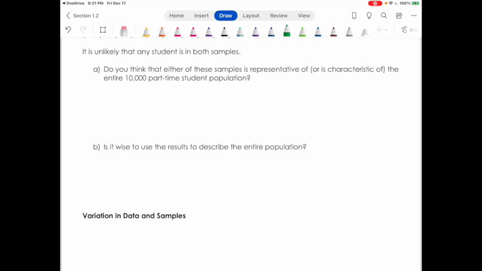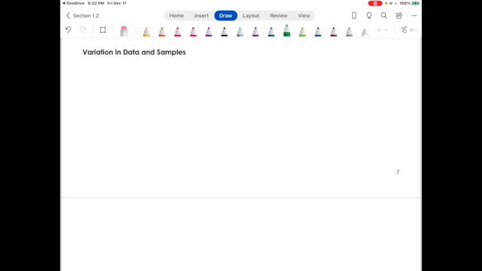In part B, we kind of already talked about it. Is it wise to use the results to describe the entire population? These results are going to be very different because of the way the samples were picked. If you pick multiple samples, you should pick them the same way, and it should be a representative sample of the population. When you have variation, it's going to be present in any set of data. However, if you make some errors, of course, the variation is going to be a lot bigger from sample to sample.